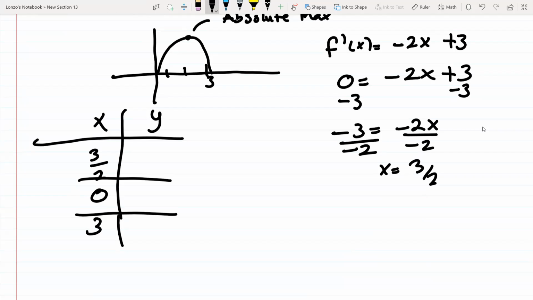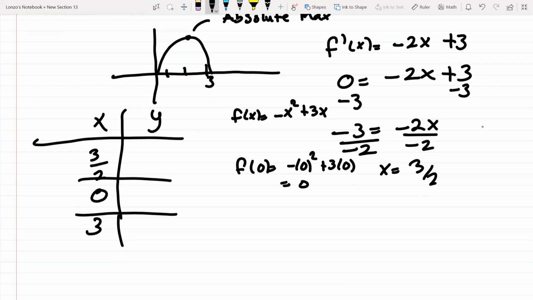So let's plug it back into the regular function, not the first derivative. Let's do 0, I think that's the easiest. Our original equation was negative x squared plus 3x, right? If we plug in 0, that would be negative 0 squared plus 3 times 0, which is 0. So you have a y value of 0.